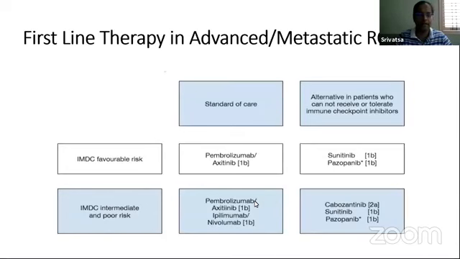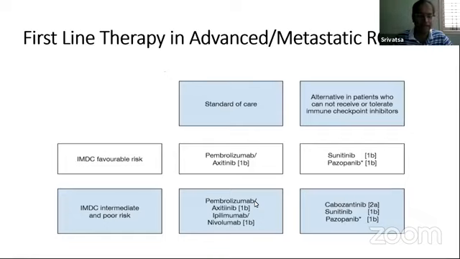So this is the treatment model for first-line therapy in advanced and metastatic RCC. This has been updated in 2020. If you look at the IMDC risk model, for patients with favorable risk, the standard of care currently is a combination of pembrolizumab and axitinib, or pembrolizumab alone or axitinib alone. In patients who are not fit enough to receive immunotherapy or this combination, the alternative is to initiate sunitinib or pazopanib, which has a favorable side effect profile.